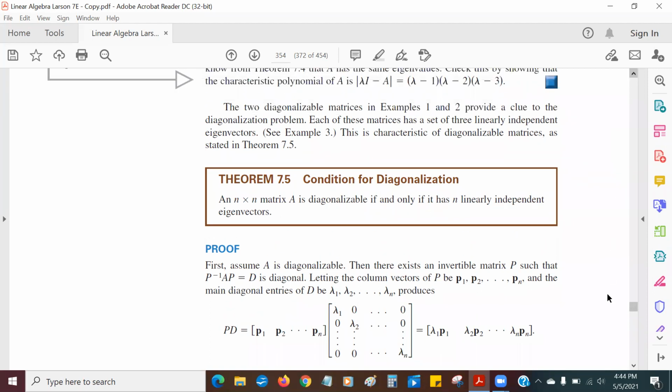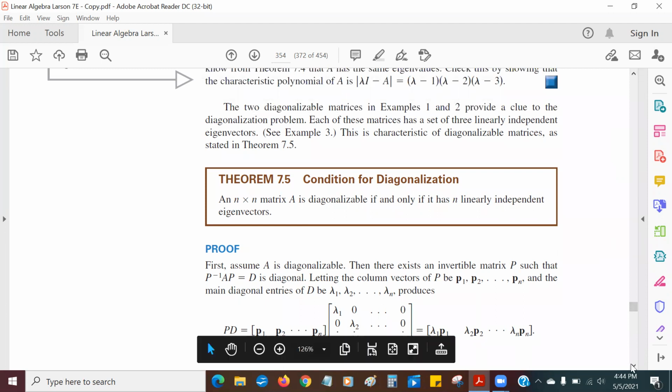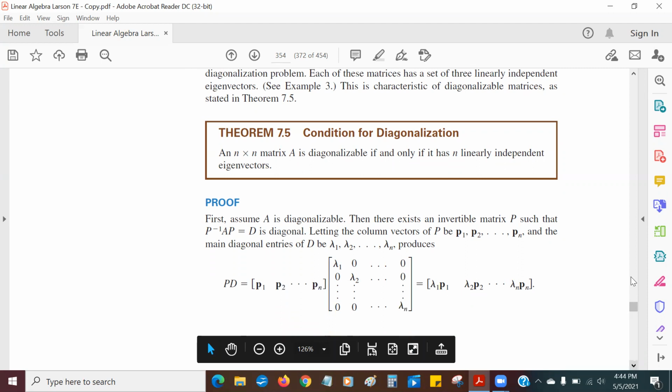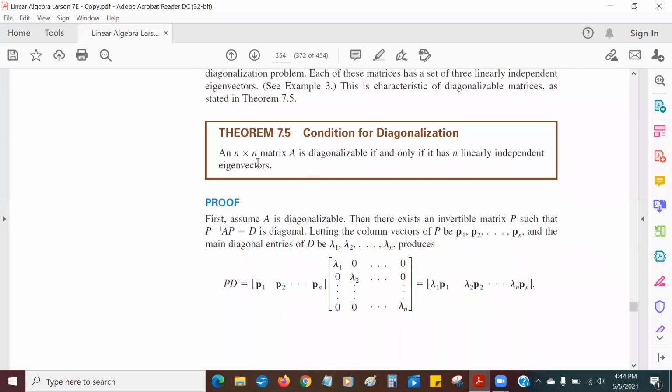Next, we have a condition for diagonalization. And that is that an n by n matrix is diagonalizable if and only if it has n linearly independent eigenvectors. That's really cool and interesting. An n by n matrix will not always have n eigenvectors, and will not always have n linearly independent eigenvectors. But if it does, then it will be diagonalizable. So that's pretty cool and awesome. Let's go through the proof.